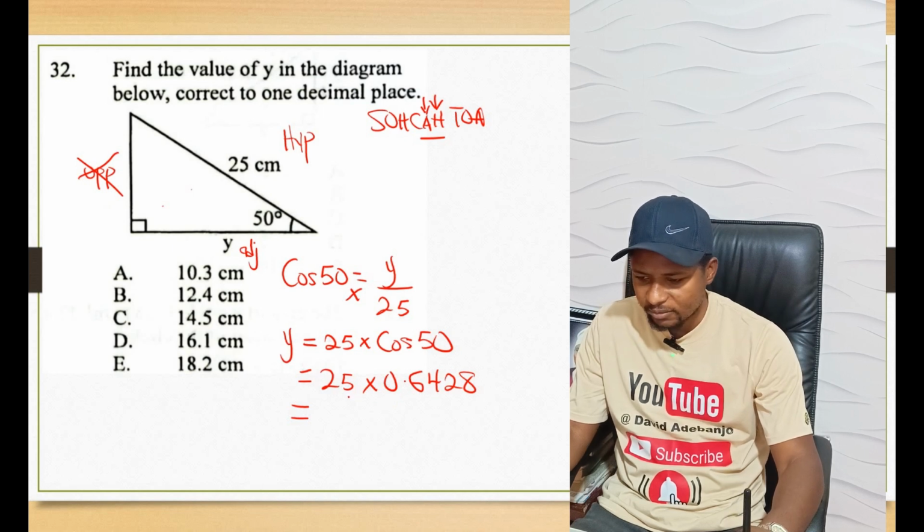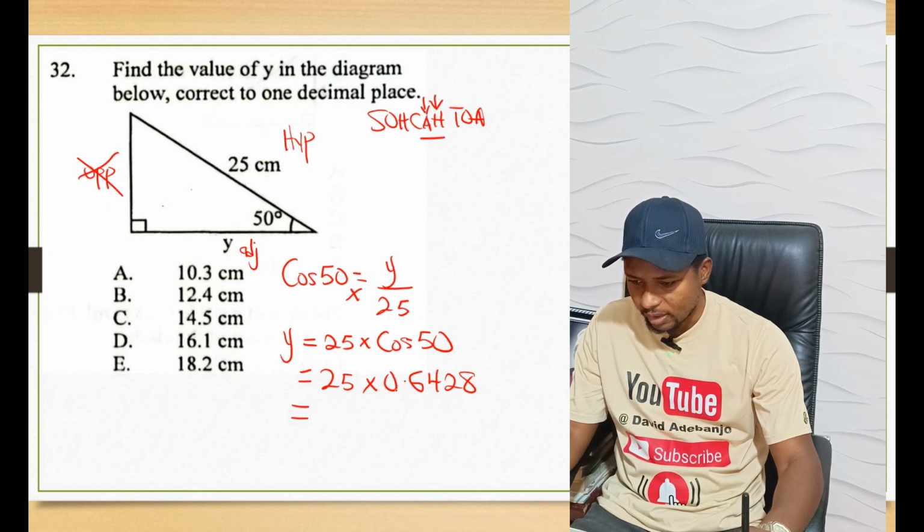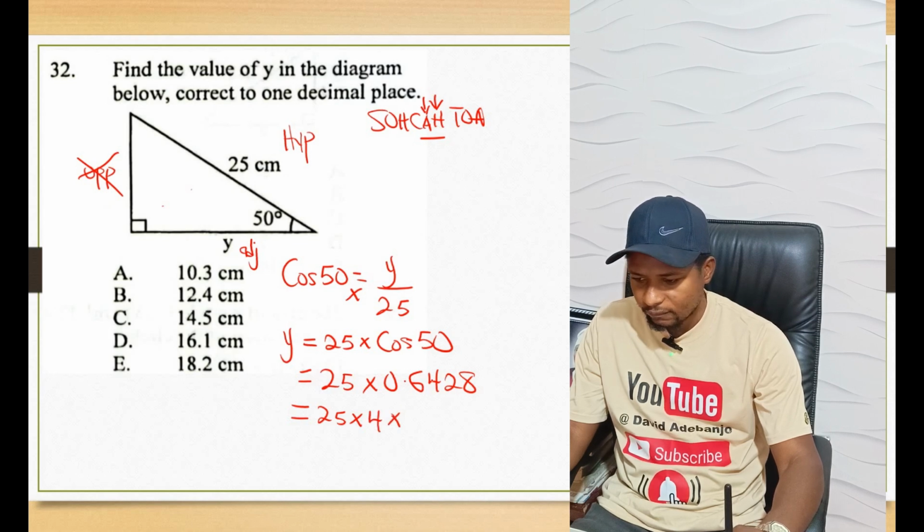Let me see if I can perform a trick here. I notice this number is divisible by 4, so I can expand this by 4. I'll tell you why I need to. So 4 times what will give me 0.6428? That's more like dividing. 4 in 0, you have 0. 4 in 6, you have 1, remainder 2. 4 in 24, that's 6. 4 in 2, you have 0, remainder 2. 4 in 28, that's 7.